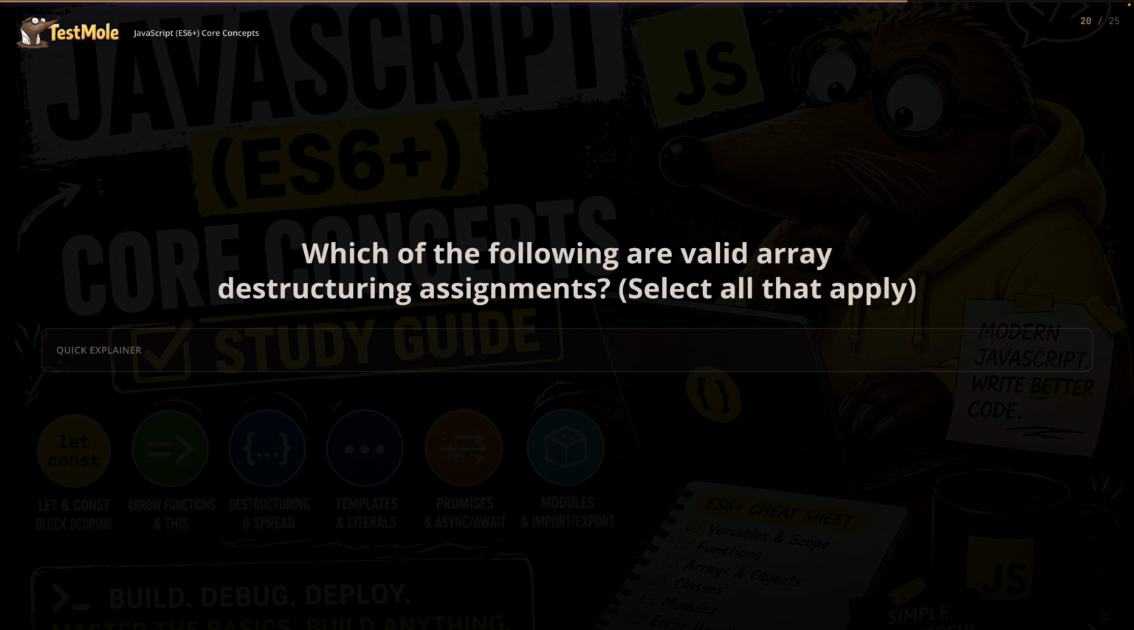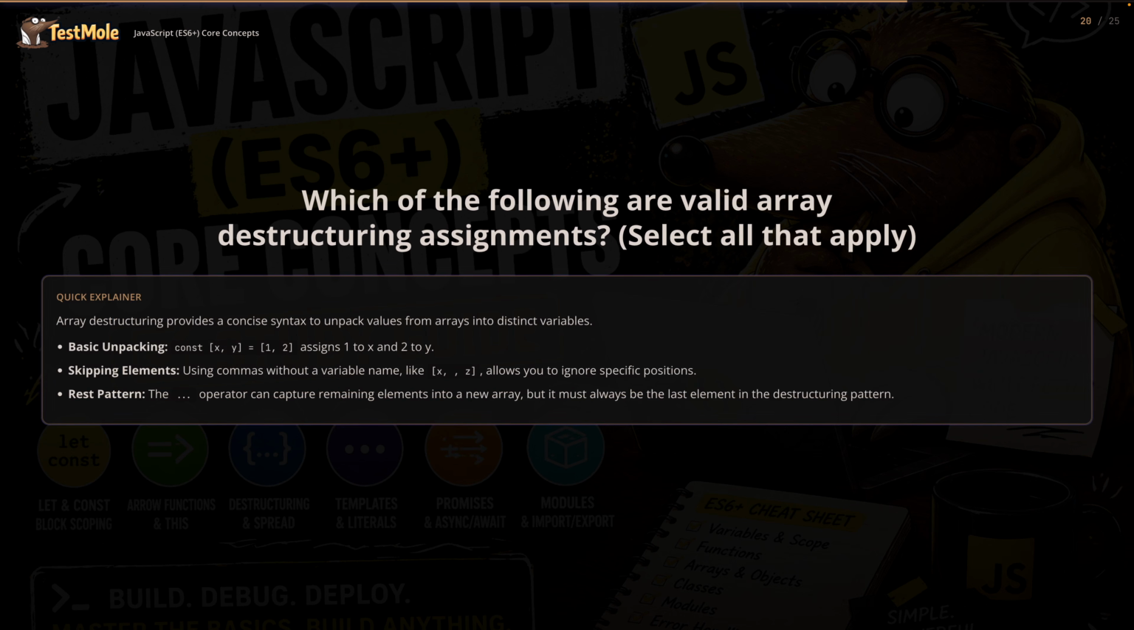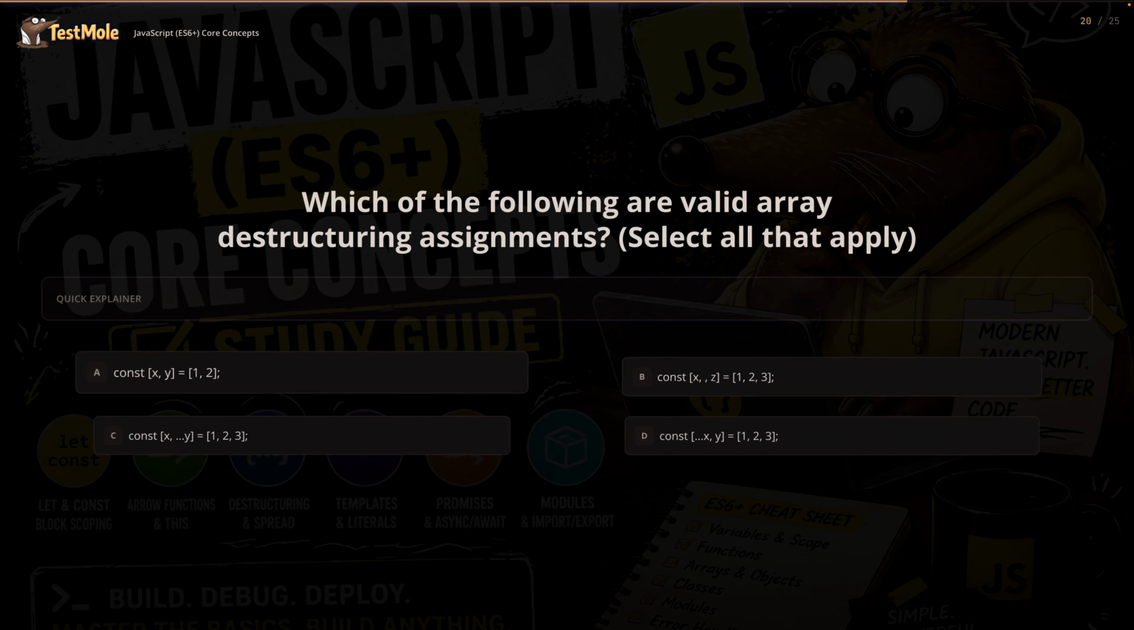Which of the following are valid array destructuring assignments? Select all that apply. Array destructuring provides a concise syntax to unpack values from arrays into distinct variables. Basic unpacking, const [x, y] = [1, 2], assigns 1 to x and 2 to y. Skipping elements, using commas without a variable name, like [x, , z], allows you to ignore specific positions. Rest pattern, the ... operator can capture remaining elements into a new array, but it must always be the last element in the destructuring pattern. Let's review the options.